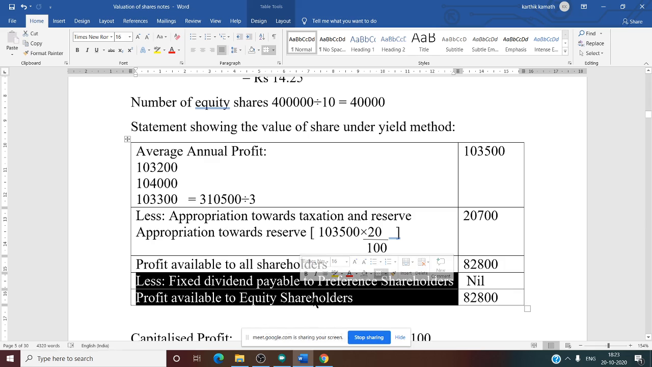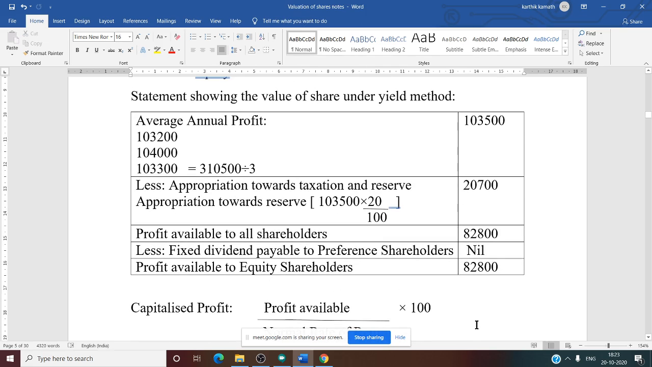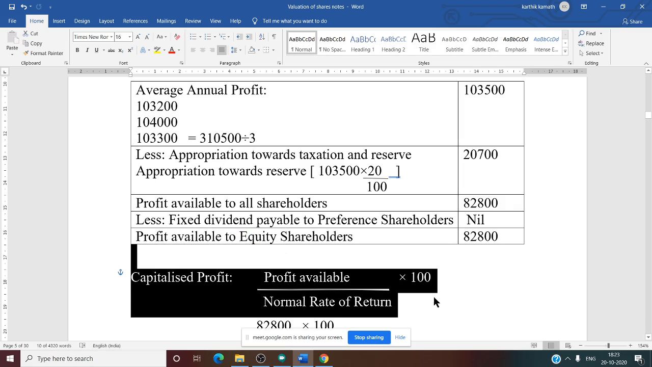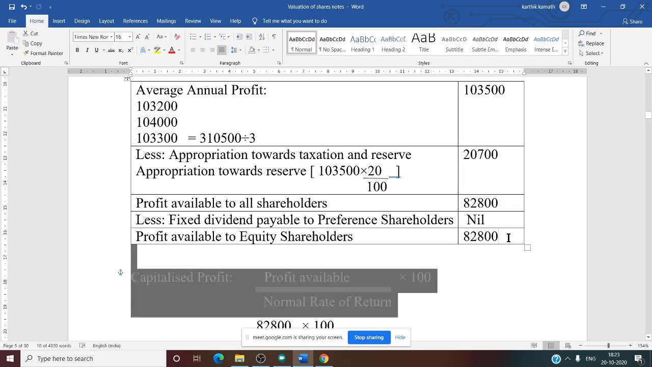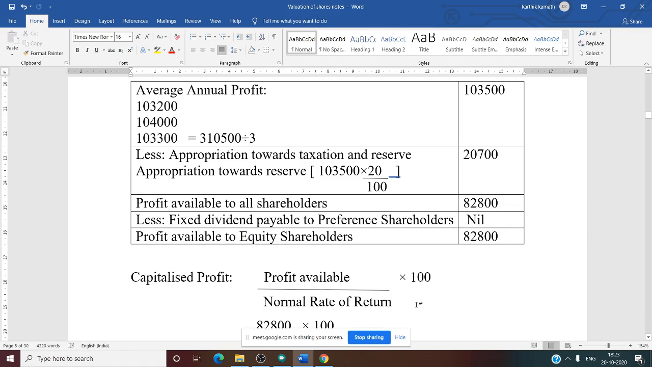But what is the formula? The next step is we need to find out capitalized profit. So how to find out capitalized profit? For that, a formula is mentioned: profit available divided by normal rate of return into 100. See this formula? Capitalized profit is equal to profit available to equity shareholders, that is the final amount 82,800, divided by normal rate of return.